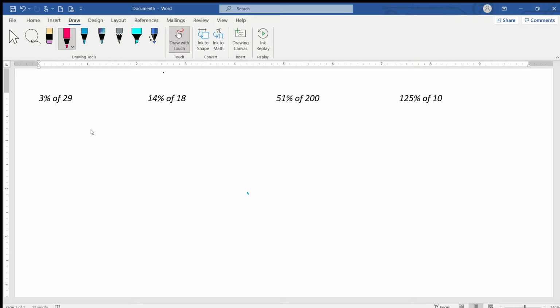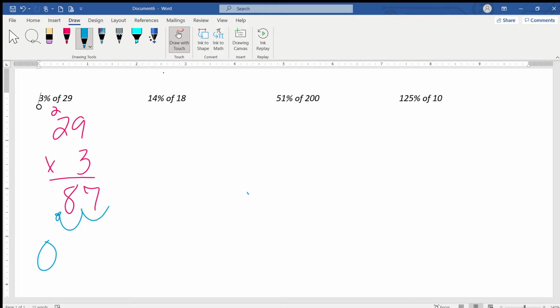So we're going to go ahead and multiply the 3 and the 29 for this first one. So 29 times the 3. 3 times 9 is 27. Carry the 2. 3 times 2 is 6. Plus the 2 is 8. And then here's the plot twist. Because it's percents, you always need 1, 2. Boom. So your answer is 0.87. There's my answer. Done.